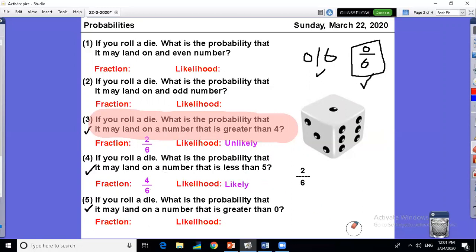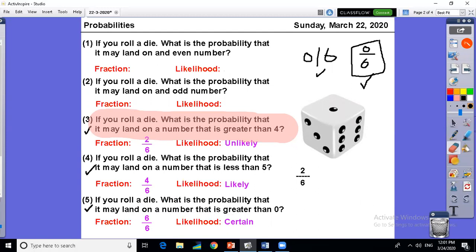Good. If you roll a die, what's the probability that it may land on a number that is greater than 0? Here's question number 5. Greater than 0, all of them are greater than 0. 1 is greater than 0. 2, 3, 4, 5, and 6. All of them are greater than 0. So as a fraction, it's 6 out of 6. And the likelihood is going to be certain.